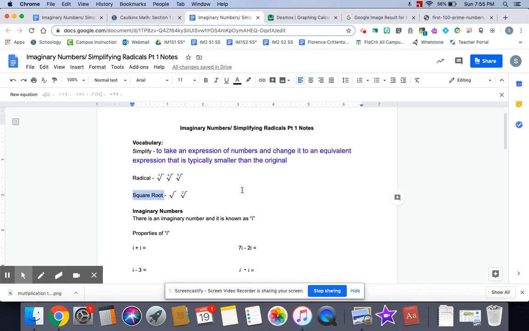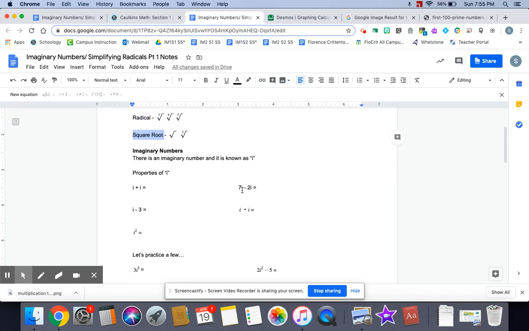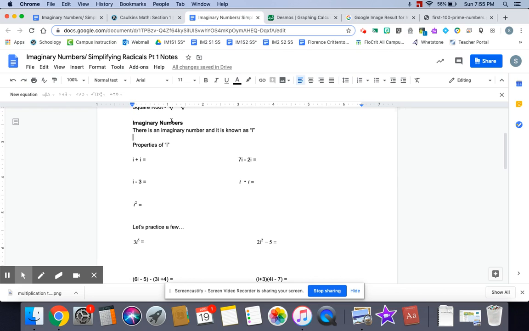So we're going to be simplifying those, but in order to do that, we have to talk about something called an imaginary number. So let's just get this out of the way. There are imaginary numbers. They exist. They are real. It is known as i. We'll talk about why it's imaginary, but it exists. And so we need to talk about some properties of i. Properties just mean basic rules.